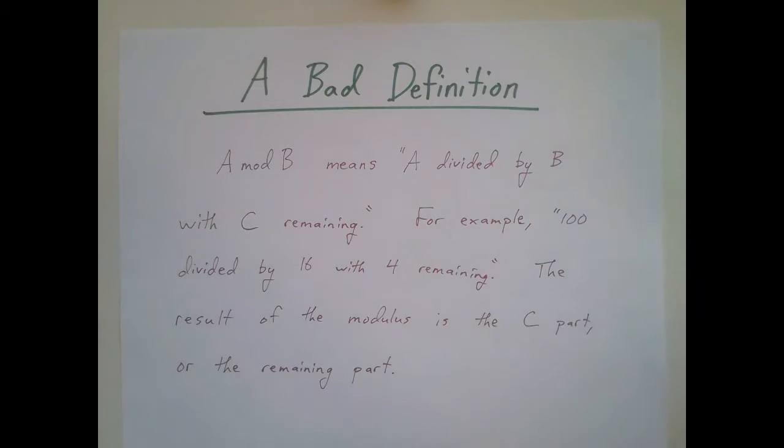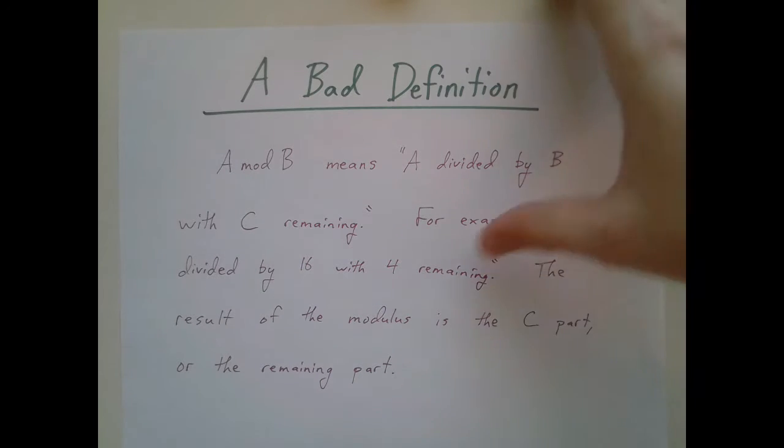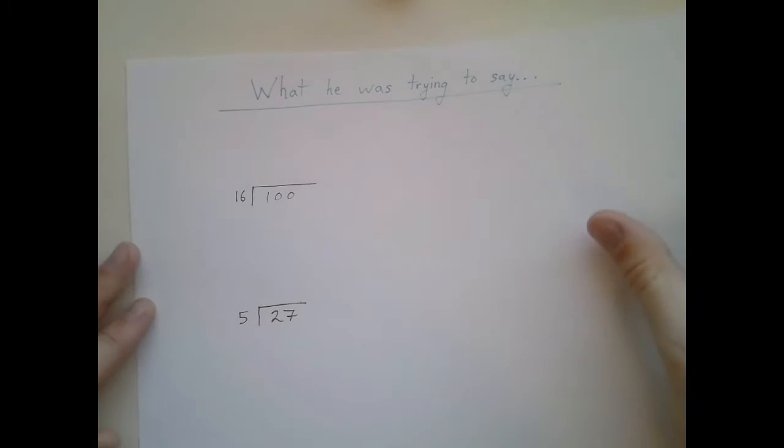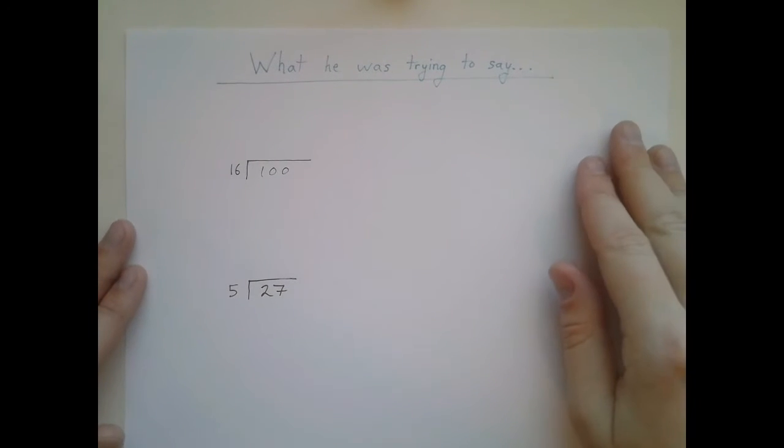So this is basically based off the definition the book gave. A divided by B with C remaining. For example, 100 divided by 16 with 4 remaining. The result of the modulus is the C part, or the remaining part. And if you're like me, you probably think that doesn't really make sense. So here I'm going to explain what they're trying to say, the guy that wrote that book.